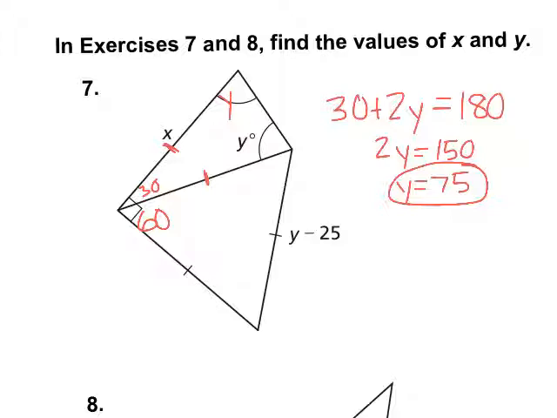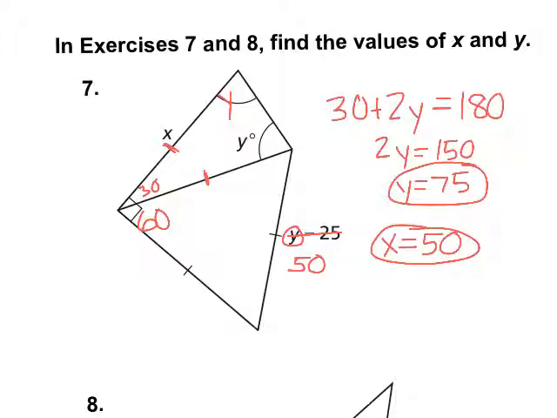Now I need the x value, and in order to find the x value, I need to plug y in right here, right? So 75 minus 25 is 50. So that means this side is 50, which means, work your way around, this side is 50, it's congruent to this side, which is 50. This is congruent to this side, which is 50, so I know x has to be 50. Okay, any questions there?